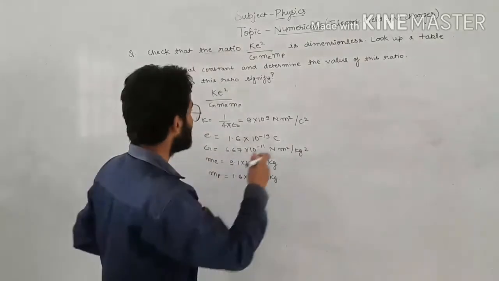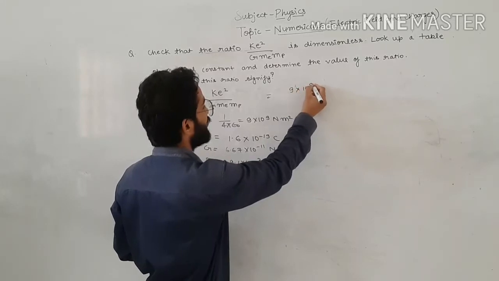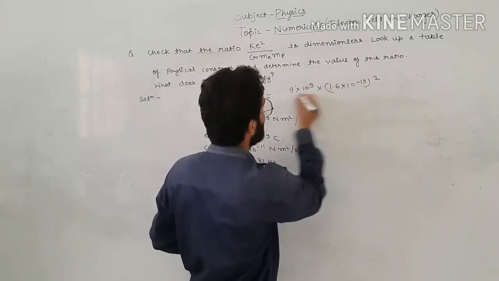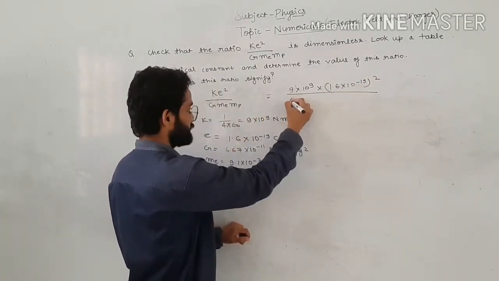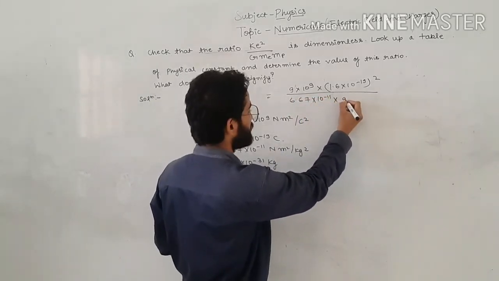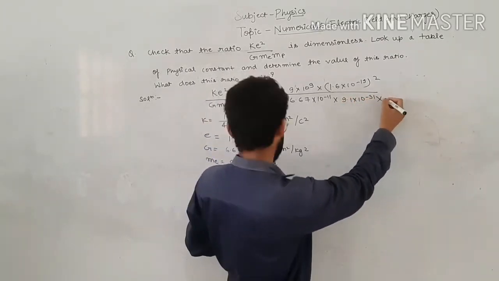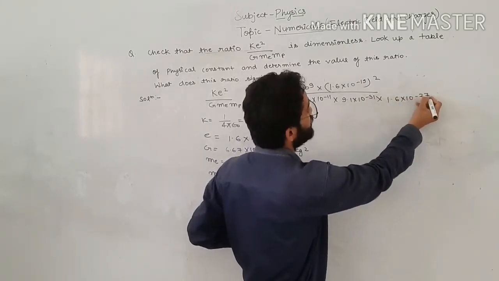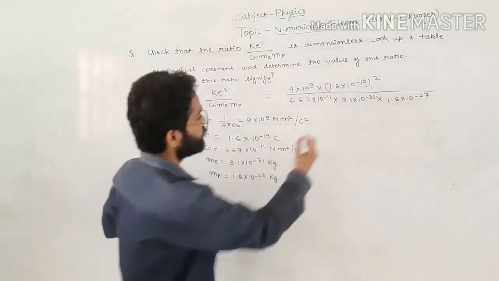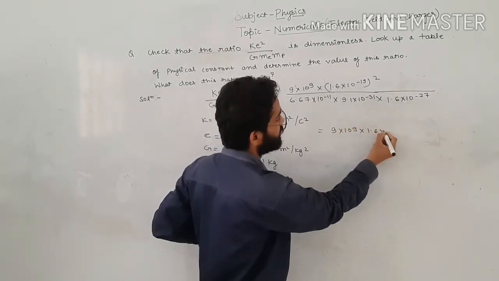So to find the dimensions, we put in the values: 9 into 10 power 9 into 1.6 into 10 power minus 19, whole square, upon the value of G, 6.67 into 10 power minus 11, into the mass of electron, 9.1 into 10 power minus 31, into 1.6 into 10 power minus 27. How will you solve the ratio? First of all, solve the powers, then we can solve it easily.